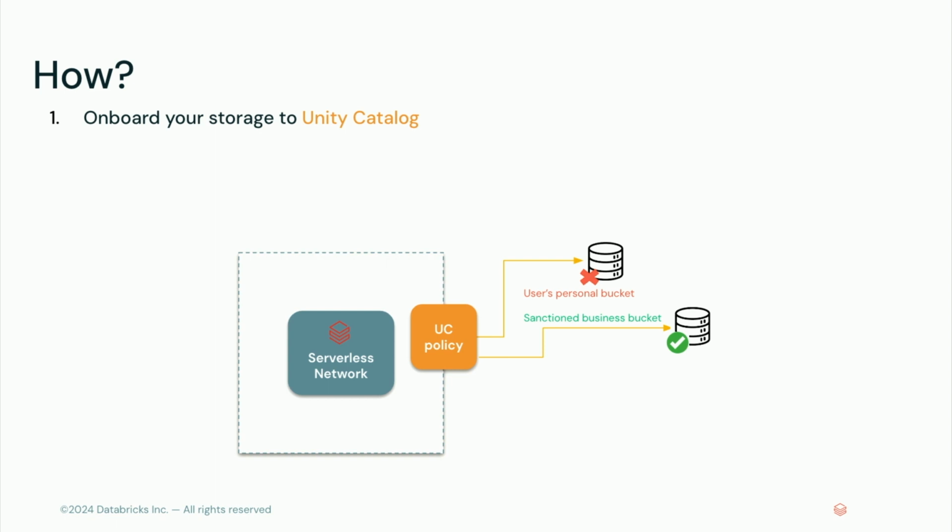Because we talked about that requirement of making sure your users can't accidentally or intentionally exfiltrate data out of your workspace into a personal storage account. That's exactly what UC external locations are for, right? You can bind a UC credential with a specific access path and then govern who can and can't access those specific resources. So together you can say, these are the buckets my users or specific groups and users should be using, and anything that's not in that list is automatically blocked.